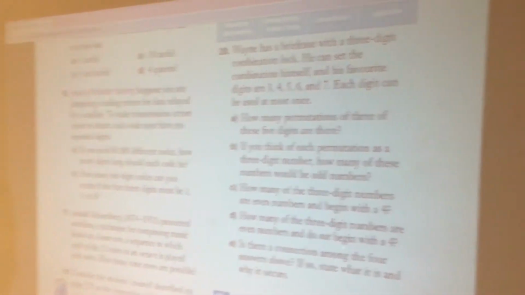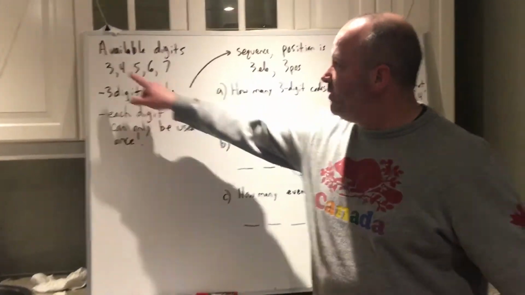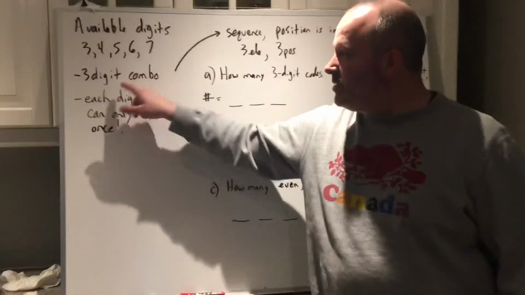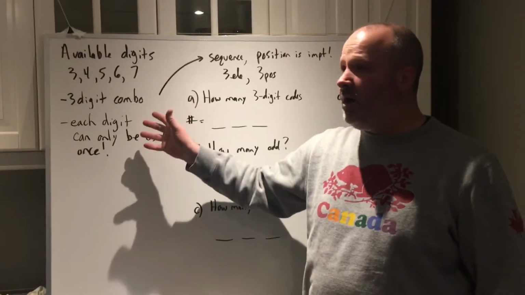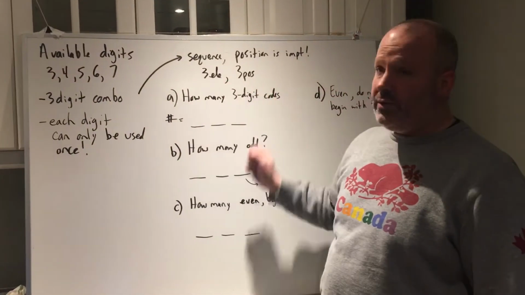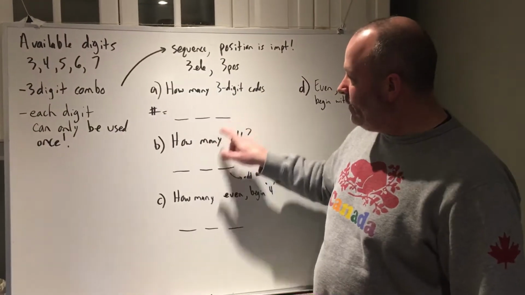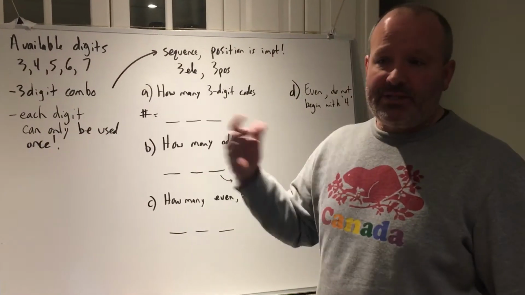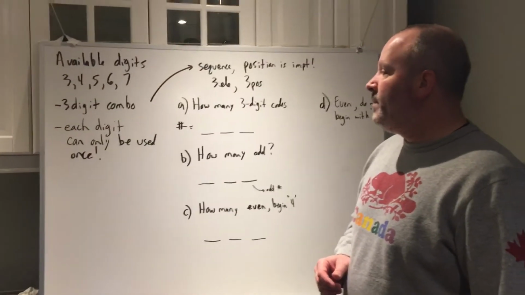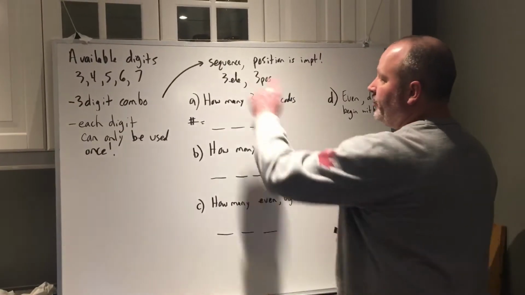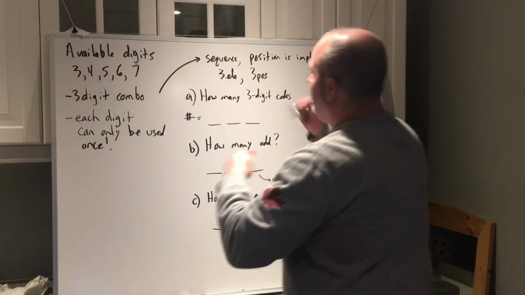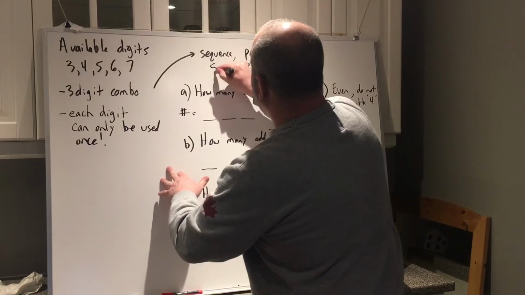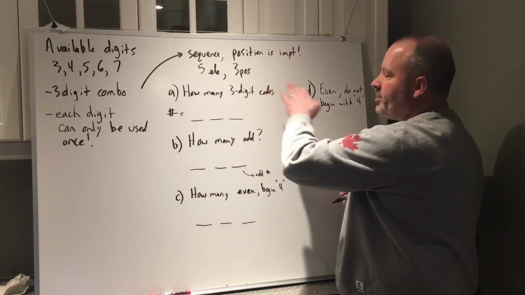So we'll go over to the board. I've got a little bit already set up here. Again, we've got available digits of 3, 4, 5, 6, 7, and a 3-digit code. It's a code or combo, so it's going to be 1, 2, 3 positions. You notice I've drawn out positions here, and each digit can only be used once, so the elements disappear as we go along. First things first, we've got 5 elements and 3 positions. How many 3-digit codes can we make?